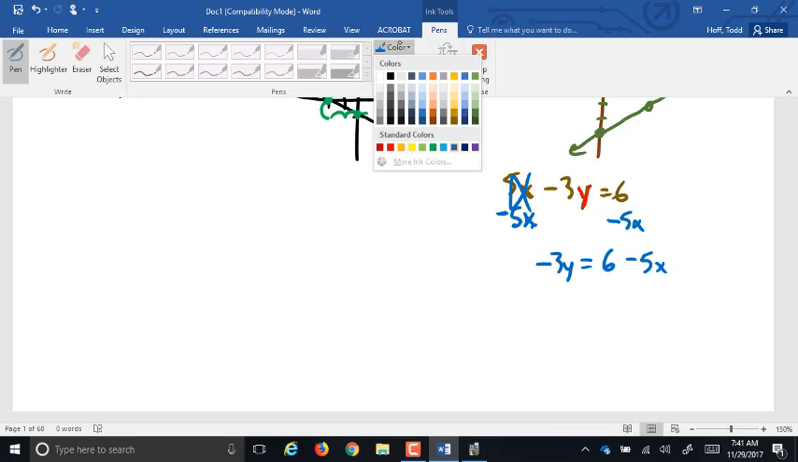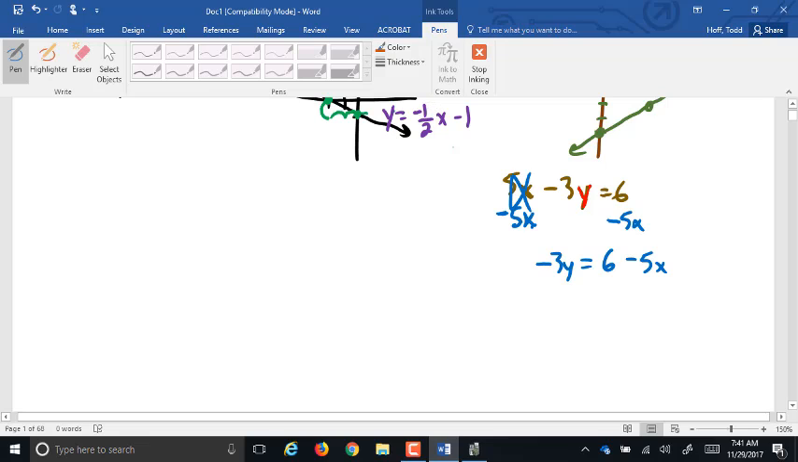And then we will divide by -3. So -3 is gone. Y equals 6 divided by -3, -2. Now a negative 5x divided by negative 3. Negative divided by negative is a positive. 5 divided by 3 is just 5 over 3 x.